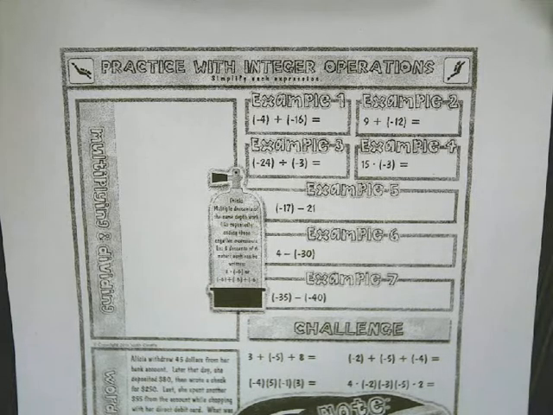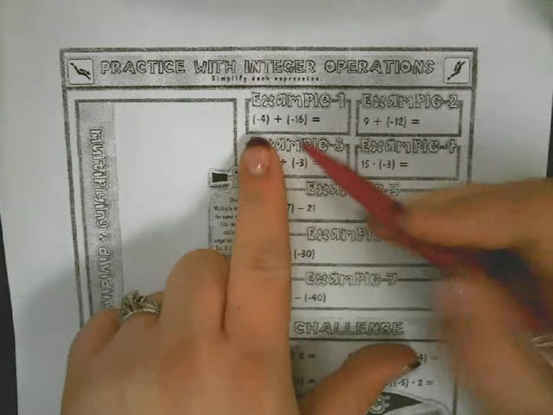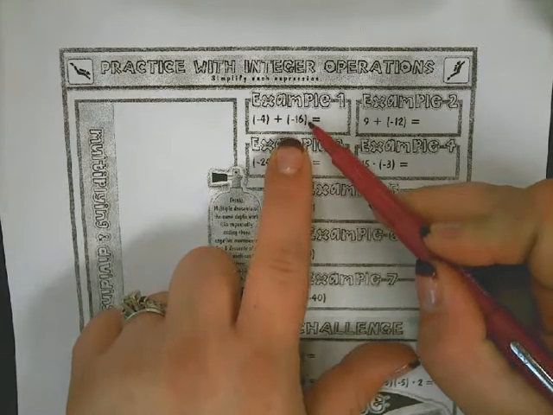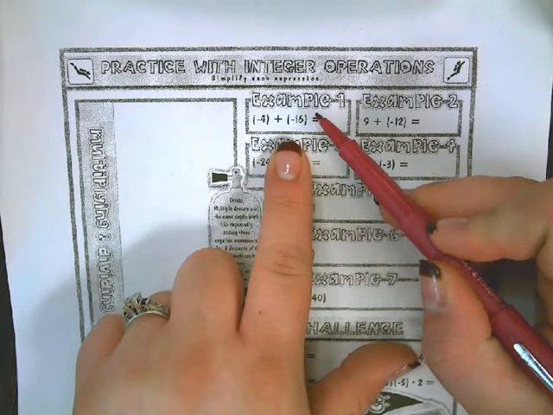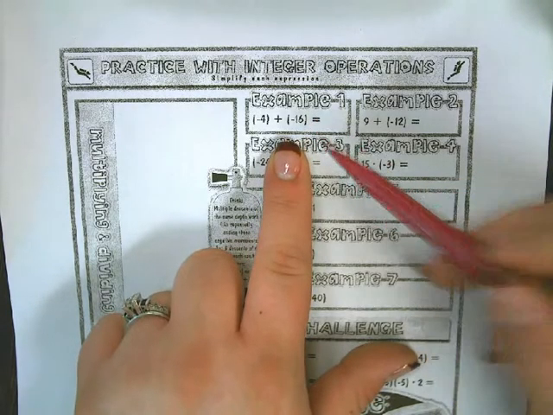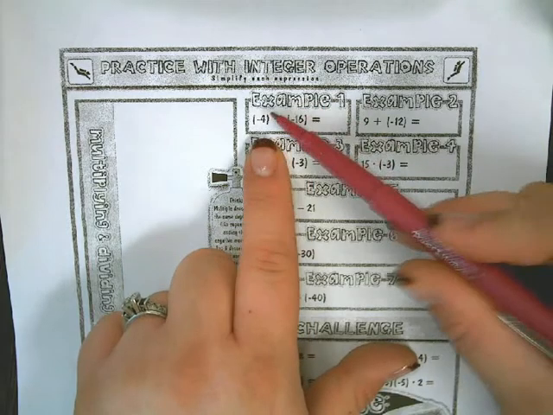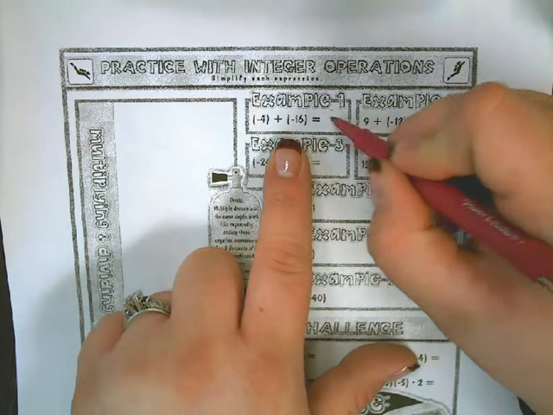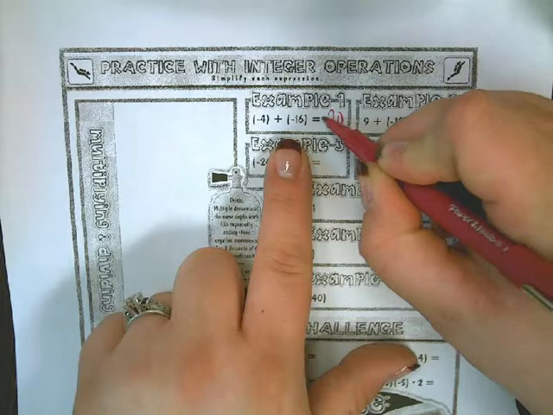Okay, look at example number 1. We want to review some adding and subtracting integers first. So number 1, I have -4 plus -16. Do I have same or different signs? Same, so what do I do? Add, so 4 plus 16? 20, and keep your sign, so it's a -20.